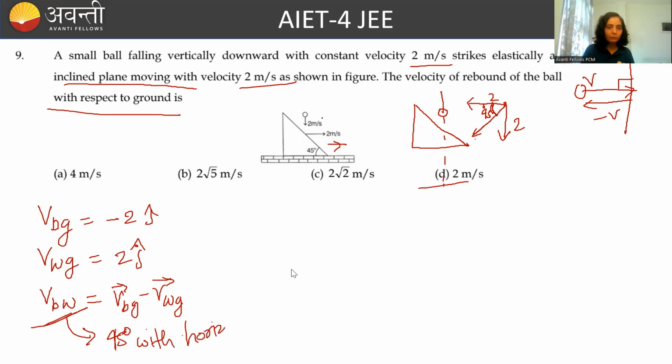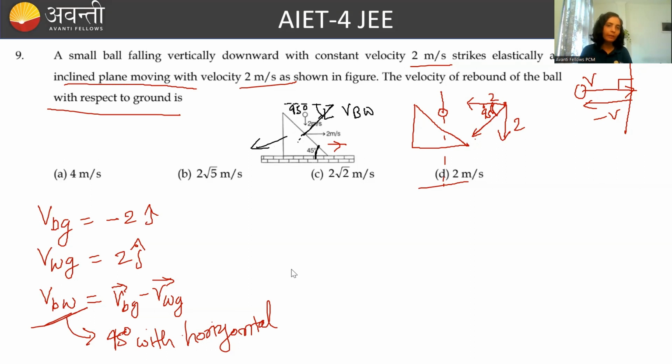Right? This is what we are getting from the calculation. If you draw it here, suppose this is VBW. And if it is making an angle of 45 degrees with the horizontal, it means this VBW is perpendicular to the wedge. Because perpendicular to the wedge will make an angle of 45 degrees with the horizontal, since this angle is 45 as given in the question, right? It means this ball is hitting perpendicularly to the wedge. Means if we take the wedge as the reference frame, then this ball is falling on it in a perpendicular direction.